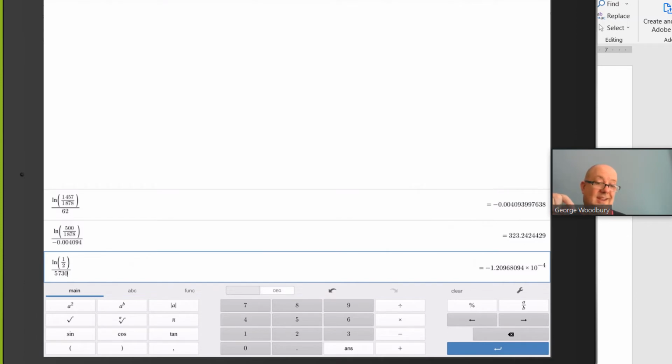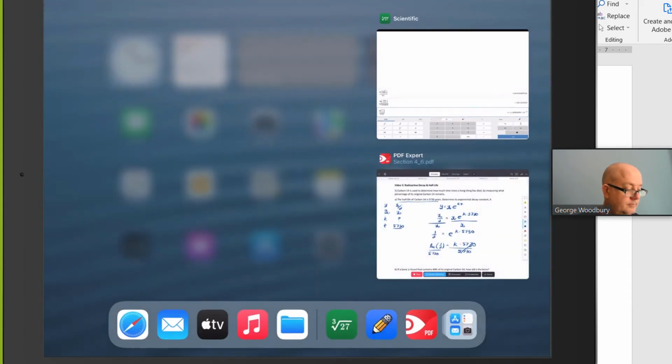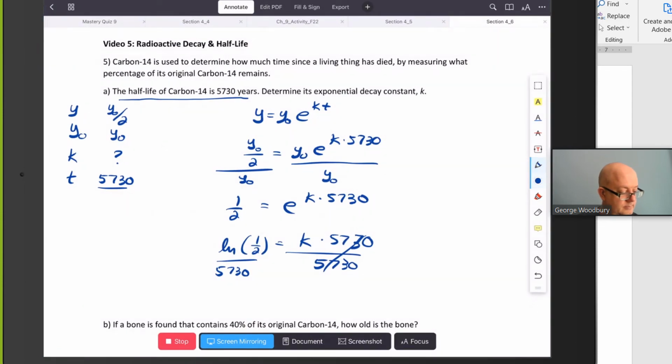That tells me that with 10 to the negative fourth, I need to move the decimal point 4 places to the left. So one place gets it past the 1, the other 3 places insert zeros. So this is negative 0.000121, with 3 zeros. So that's the exponential decay constant.